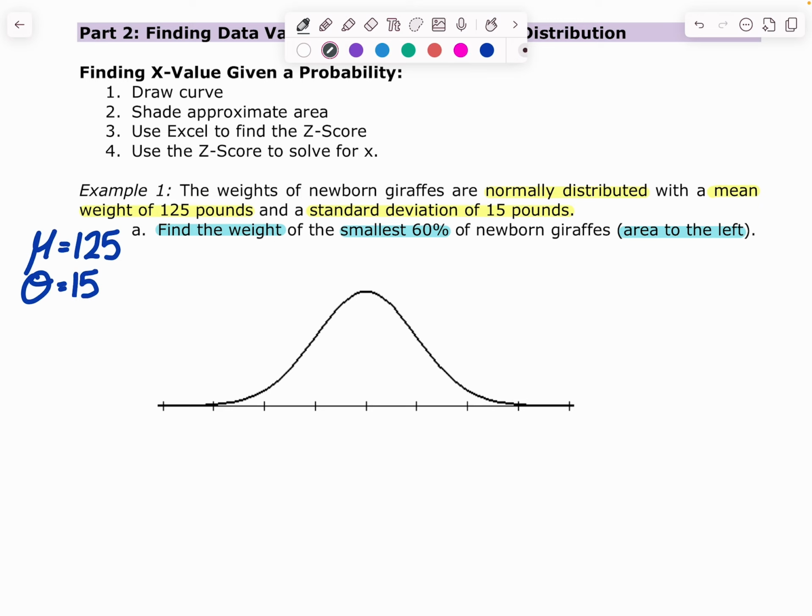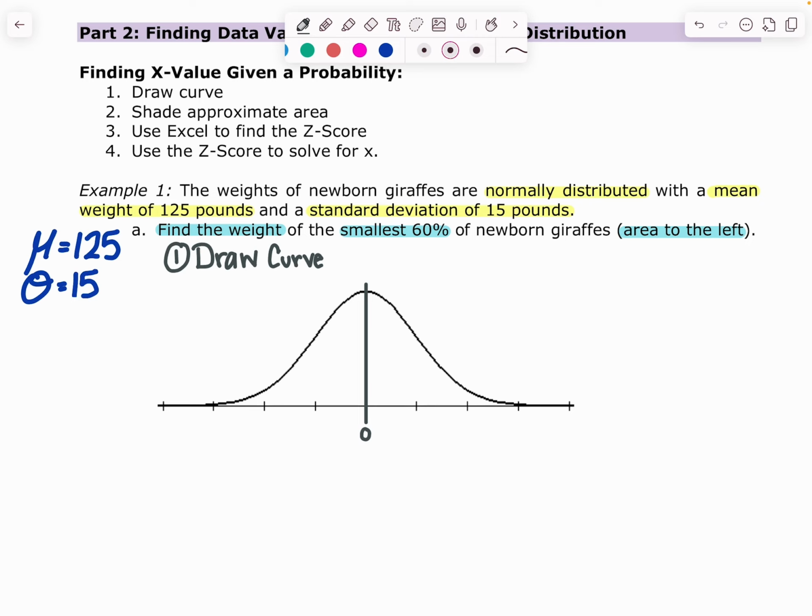So step 1 is just draw the curve. And I've already put a curve in here for us to use. But if you don't already have a curve, then you want to make sure that you draw it. And I'm going to add a line down the middle and put a 0 here for the z-score of 0, just because that's a really nice reference point.